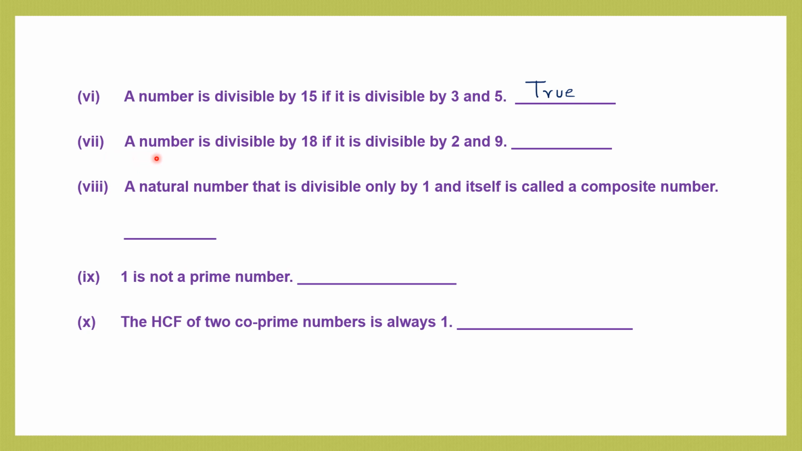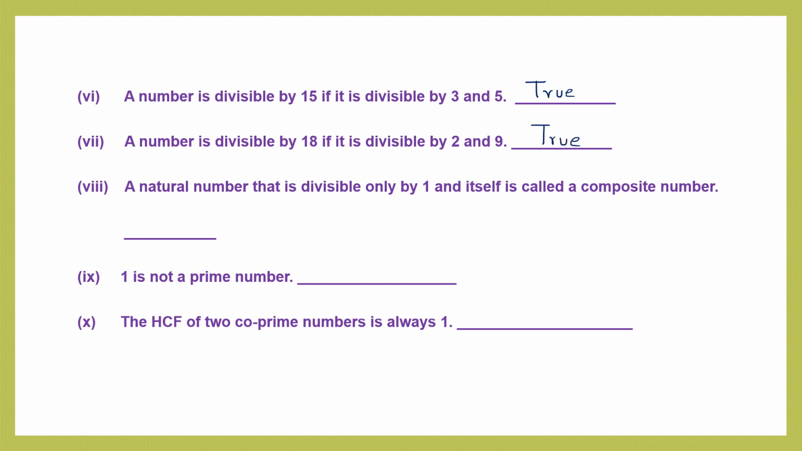Question 7. A number is divisible by 18 if it is divisible by 2 and 9. 2 9s are 18. So if a number is divisible by 2 as well as by 9, then we say that that number is divisible by 18. That statement is true.